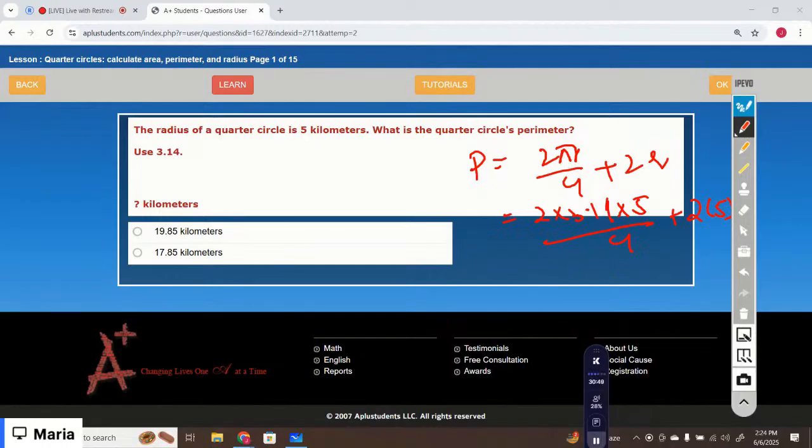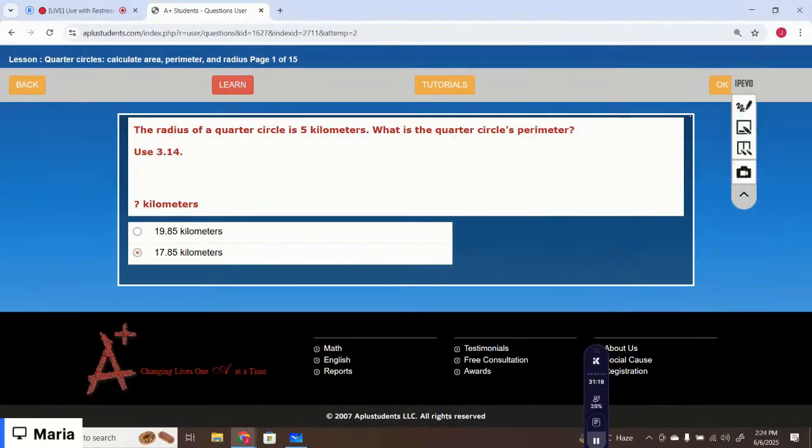So let me just do the calculations. That is 2 times 3.14 times 5, that is 31.4, divided by 4, 7.85, plus 10. That is 17.85 kilometers. Option number 2 is the correct option. That is 17.85.